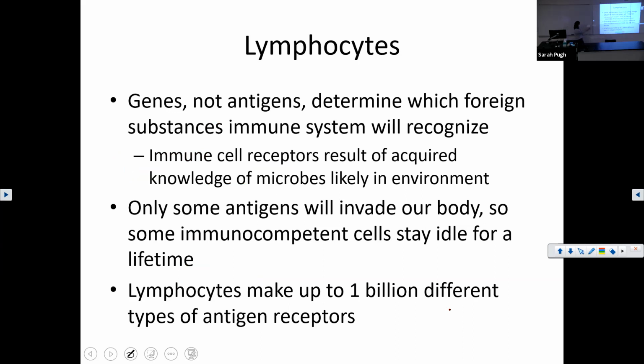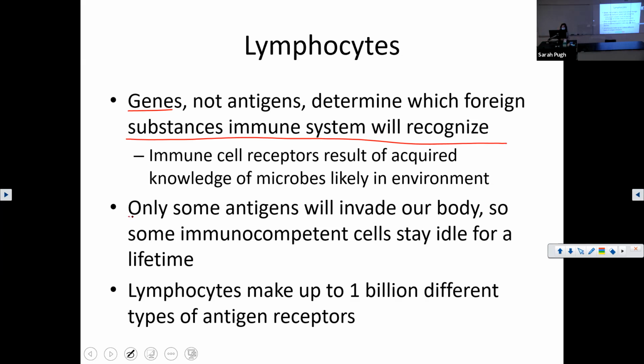So we say that genes in your body, genes in your DNA, not antigens, determine which substances your immune system will recognize. So again, what kinds of lymphocytes you have, in terms of what antigens they will recognize, is determined genetically by what your parents and your grandparents and your great-grandparents and your great-great-great-grandparents have been infected with. Okay, that's how your body knows what kinds of lymphocytes to produce, what kinds of foreign antigens your body might see, okay?